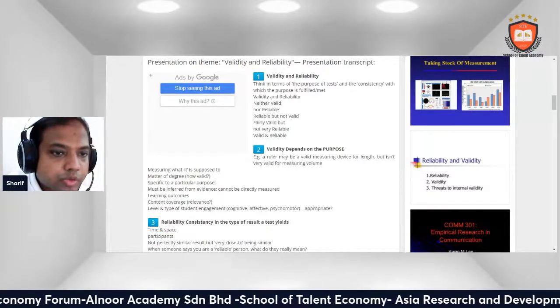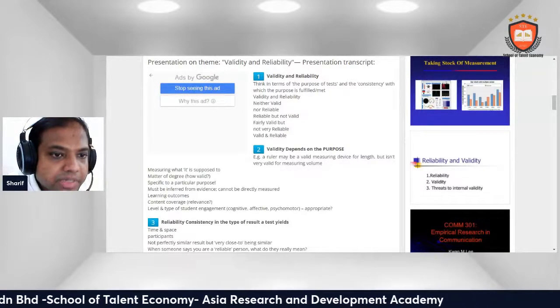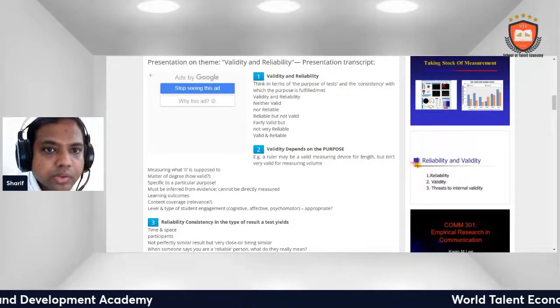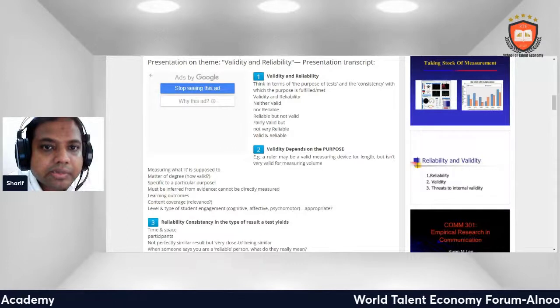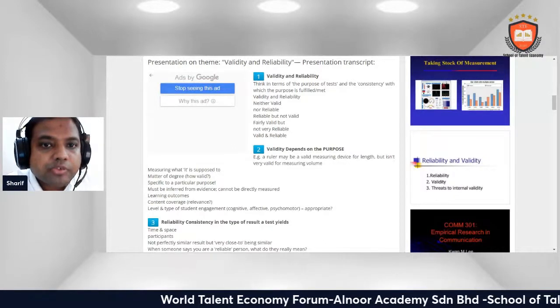Validity measures what it is supposed to measure. It is a matter of degree, specific to a particular purpose. It must be inferred from evidence and cannot be directly measured, for example learning outcomes and content coverage. So for validity and reliability, think in terms of the purpose of the test and the consistency with which this purpose is fulfilled.